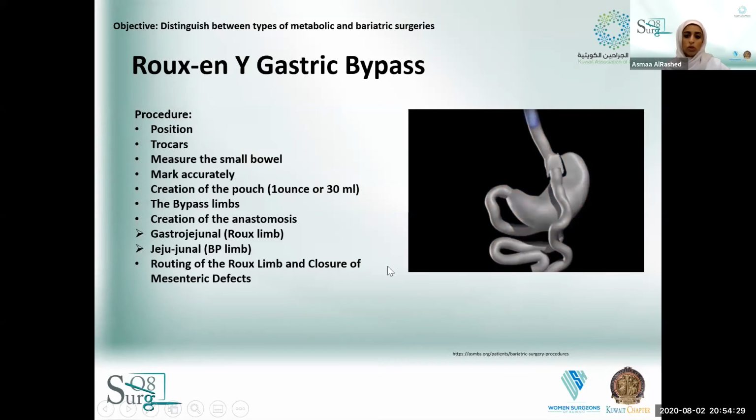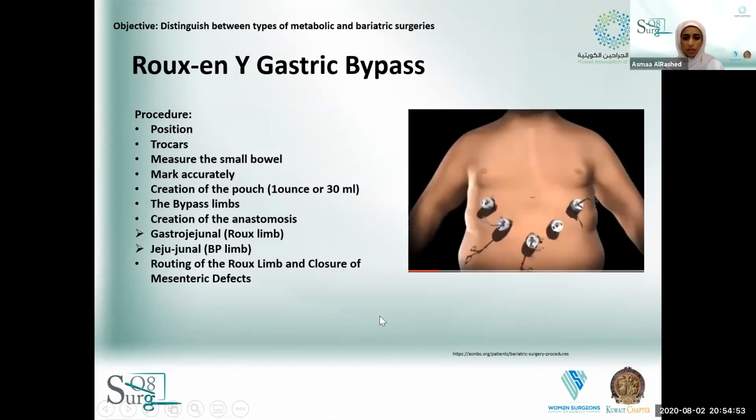So very important when you do any kind of bypass, when you want to divide your small bowel and do your anastomosis, please make sure you measure your bowel, make sure you mark it correctly, because when you want to do your anastomosis, you want to do it in the appropriate fashion. As we said, Roux-en-Y gastric bypass, 2 anastomoses, you have your Roux limb and your BP limb. It's very important as well to close the mesenteric defect. We're going to talk about that in a second.